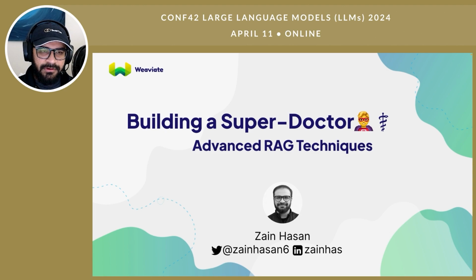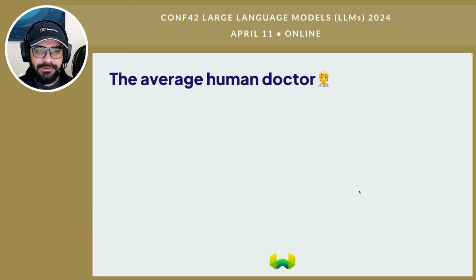So in this talk, I'm going to be talking about advanced retrieval augmented generation techniques, advanced RAG techniques, and the example that I'm going to be using to explain these techniques is a chatbot that functions as a super doctor. And I'll talk about what it does in just a second. But I'm going to be using this example to explain a lot of these advanced RAG techniques that you could potentially use to build advanced chatbots for your applications as well. Okay, so let's dive right in.